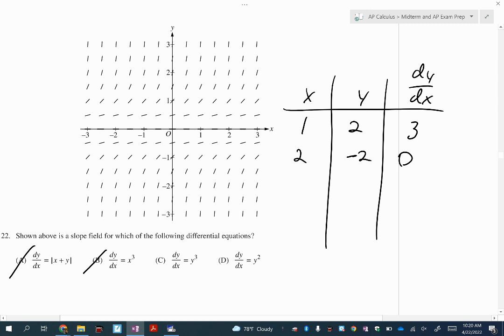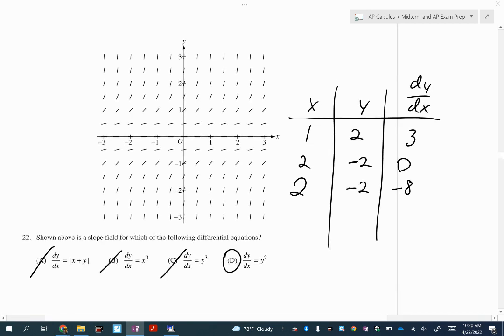Okay, let's try C. What is negative 2 cubed? Negative 8. Does that look like a negative slope? No, negative slope would be the other direction, so it's not C, so we know it must be D, which makes sense because negative 2 squared is a positive 4. Everybody good on 22? All right, let's keep going.